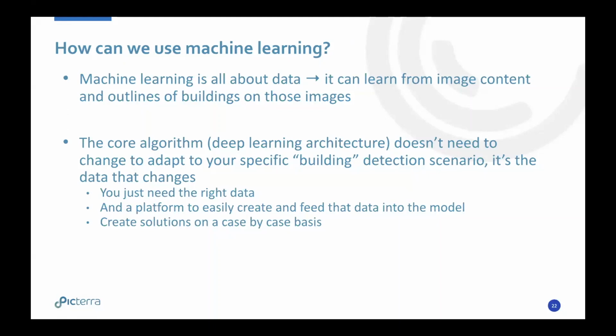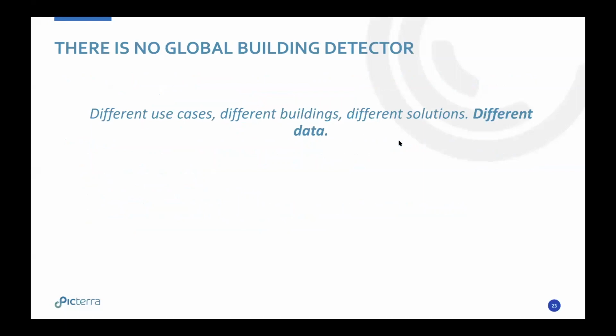And so what you need is the right data and a platform to be able to easily create this data and feed that data into an adaptable, flexible machine learning model. And by doing this, you can create your customized solutions on a case-by-case basis. All this is going towards saying that there's no global building detector. There's no one solution that can detect all different buildings across the entire world and work for every single use case. That does not exist, period. There are different use cases, different buildings, different solutions, and therefore you need different data.